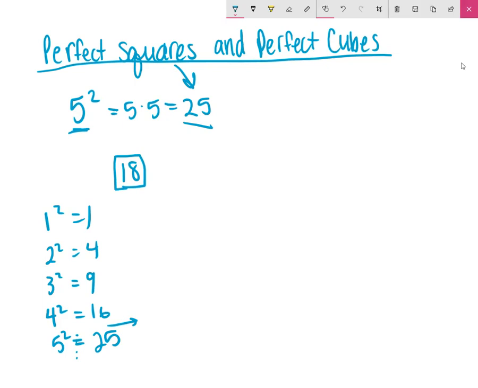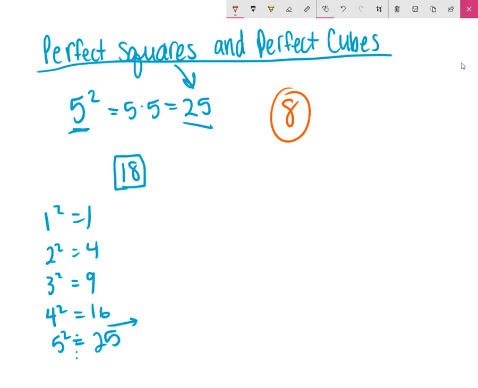4 or 5, there's no number in between, no integer in between 4 and 5 to square. So therefore, 18 does not represent the square or the perfect square of any integer. So therefore, 18 is not a perfect square. Okay. So what about the number 8? Is 8 a perfect square?